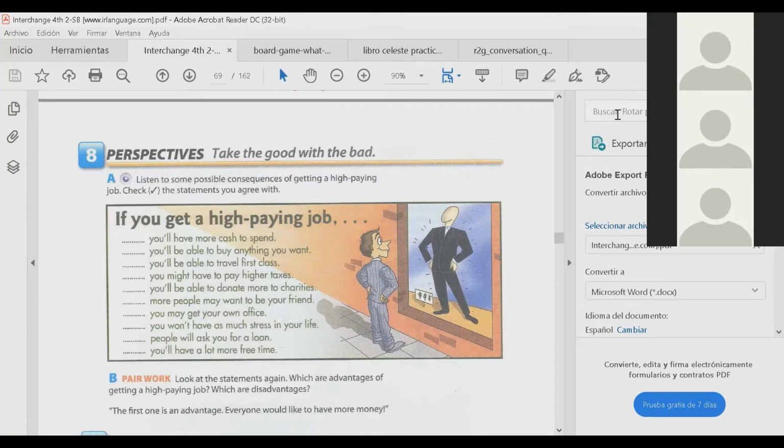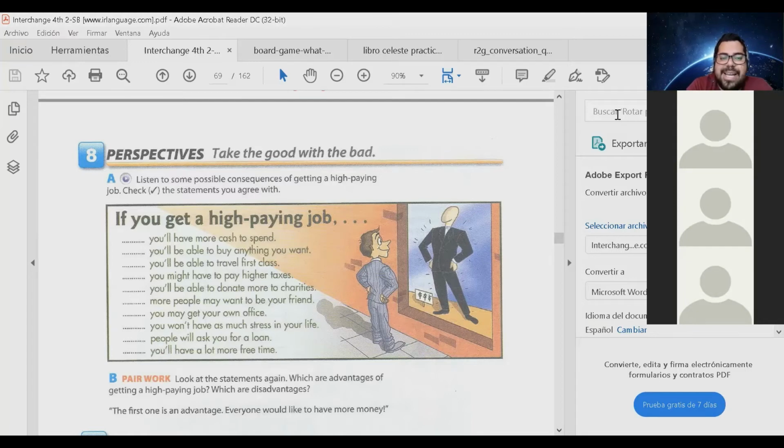Okay, people will ask you for a loan. You will have a lot more free time. Guys, look at that one. Remember about this one, right? More people may want to be your friend, but look at this one. People will ask you for a loan. Teacher, what is a loan? When you give money, it's not free. Yes, it is a loan. When you lend money. Exactly, guys.